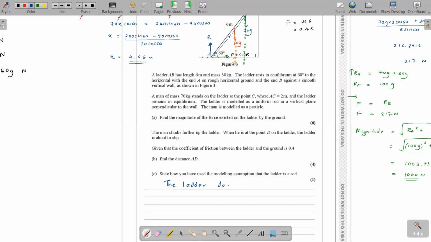Or you can say the weight acts at a single point. Yes, the weight acts at a single point. Any one of these two would be okay.